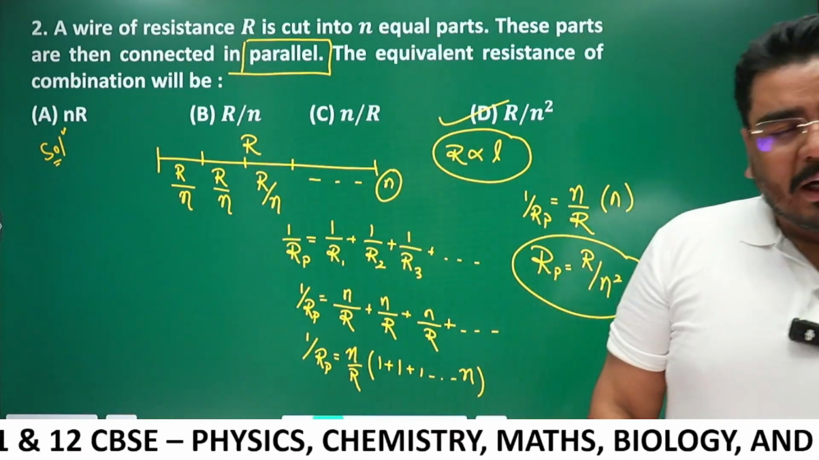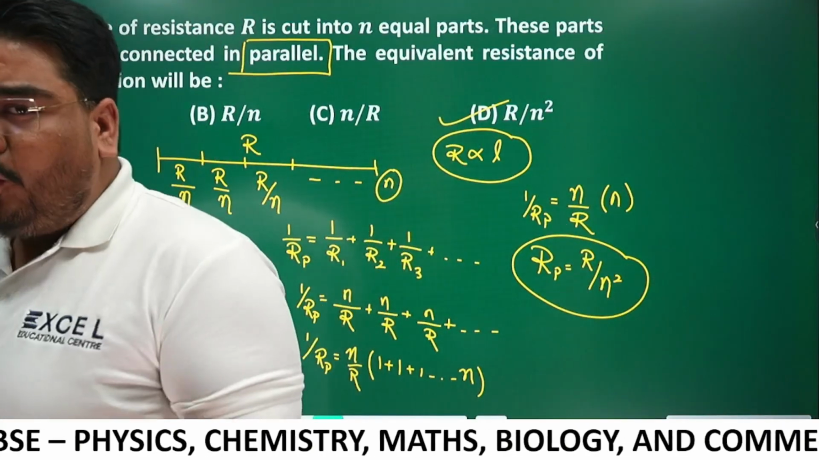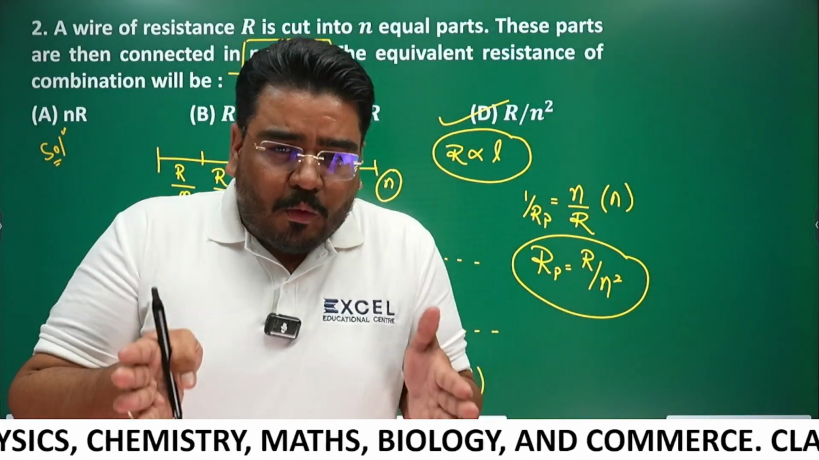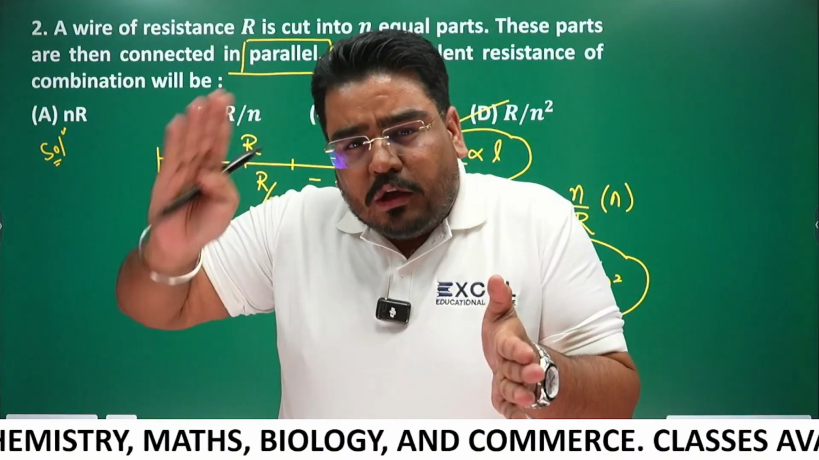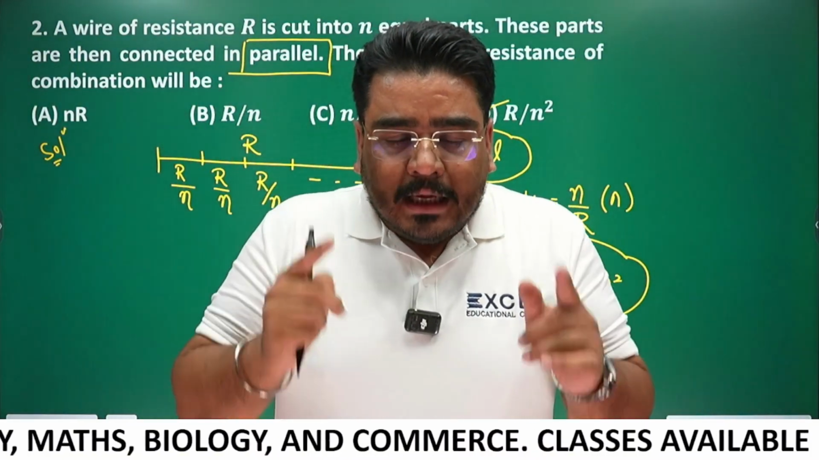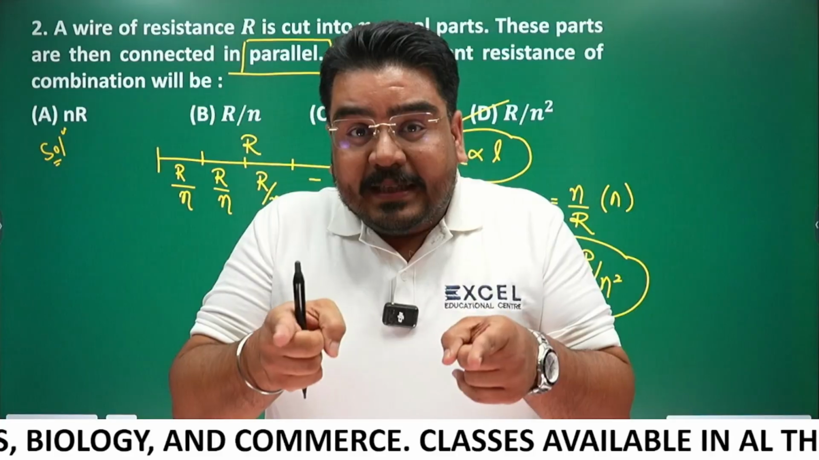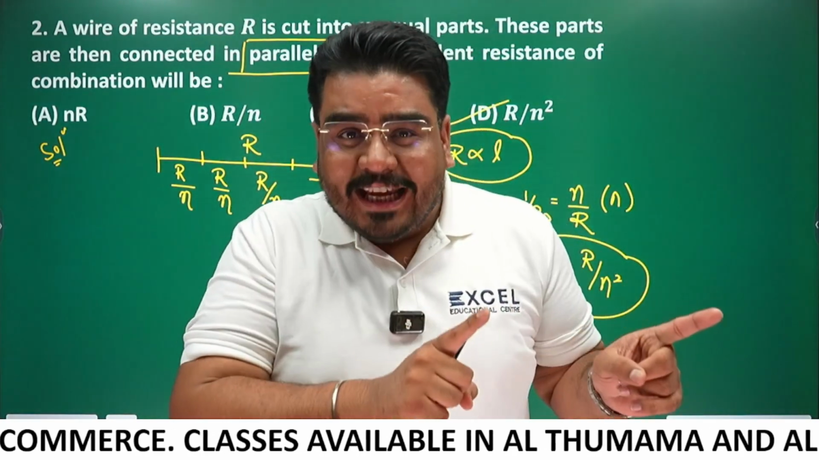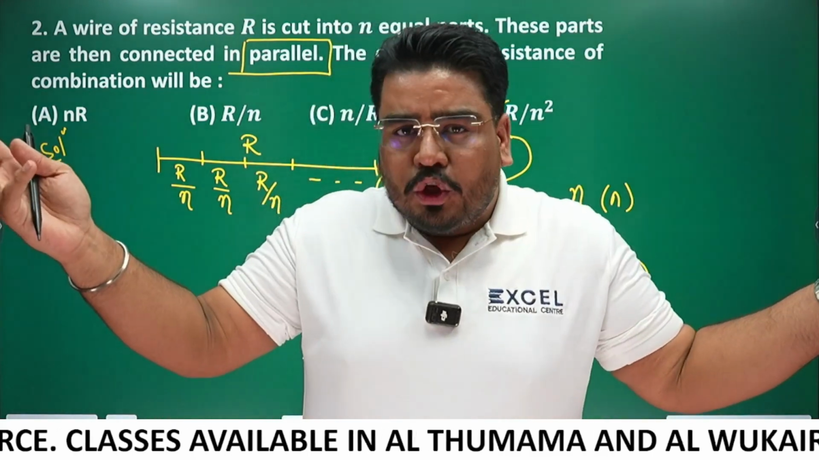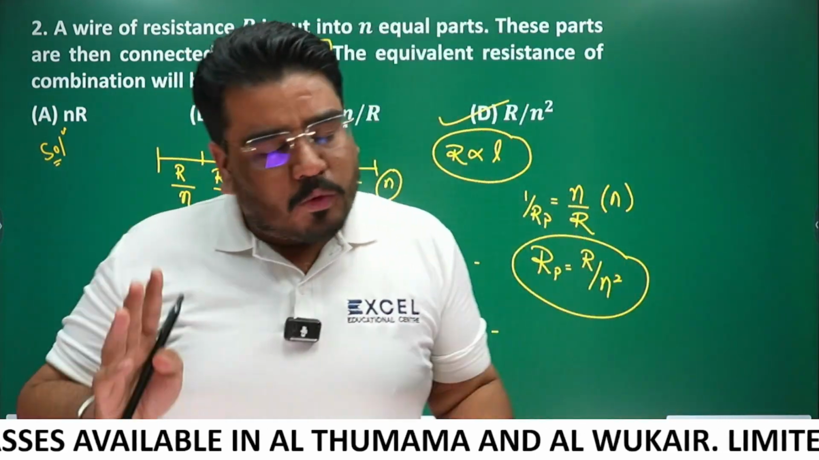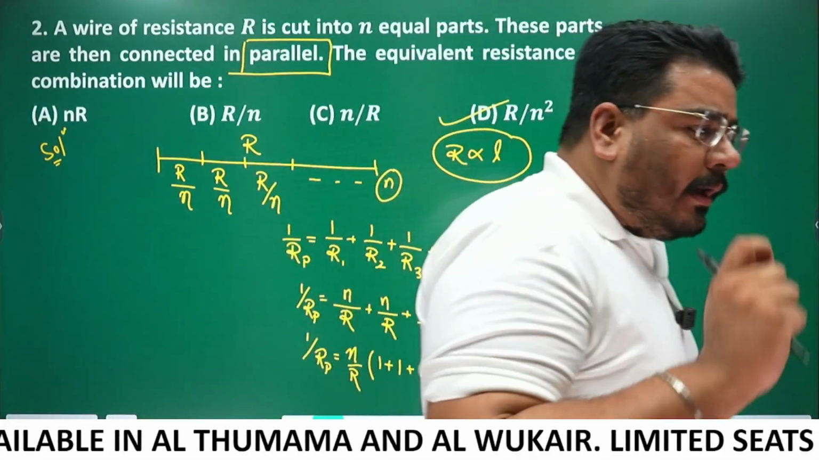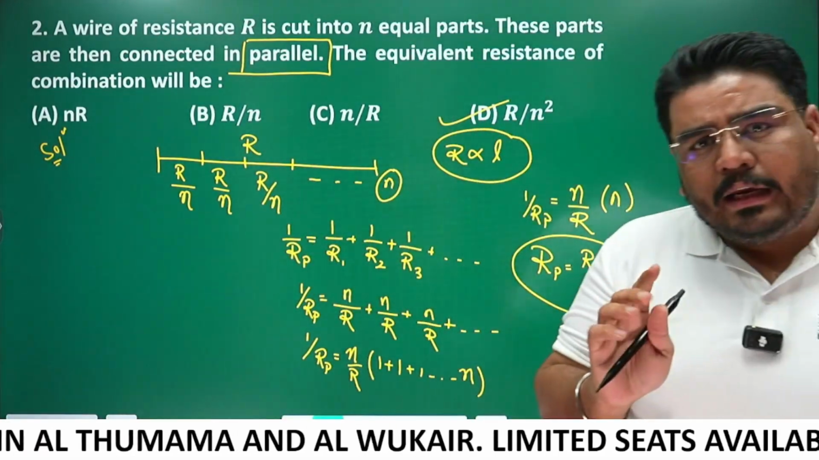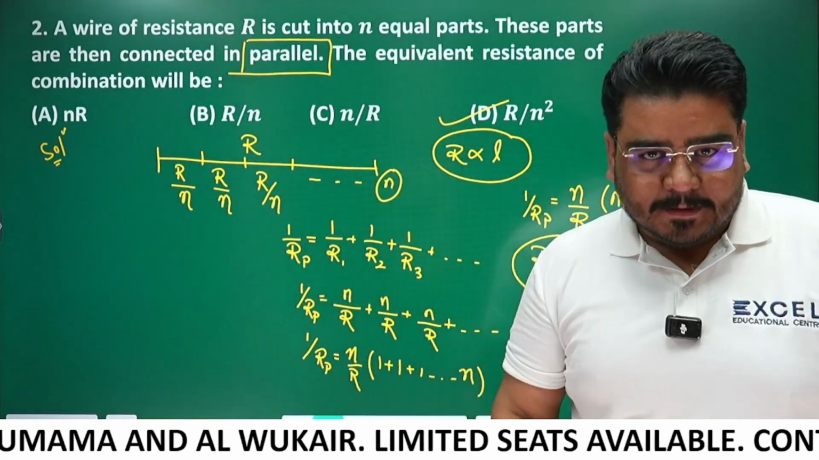I hope the concept is clear. Basically, you had to understand one thing, that whenever we cut a wire into a certain number of equal parts, the resistance of the wire is divided by that number. That will be the resistance of each part. After that, they can ask you to join it in series, parallel, or whatever they want. I hope the concept is crystal clear to all the students who just went through this.